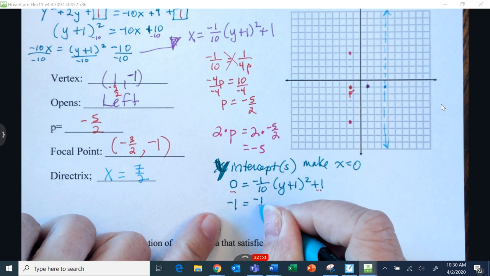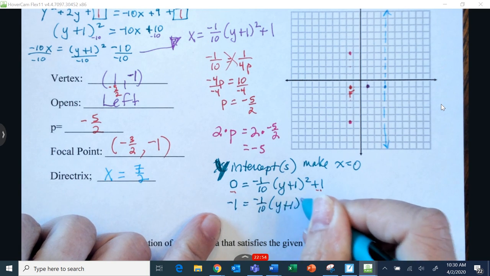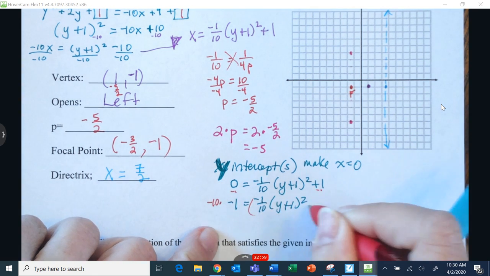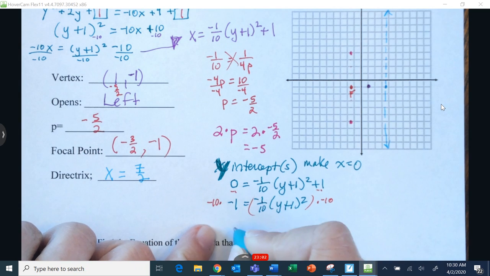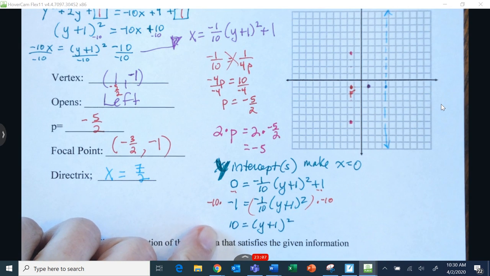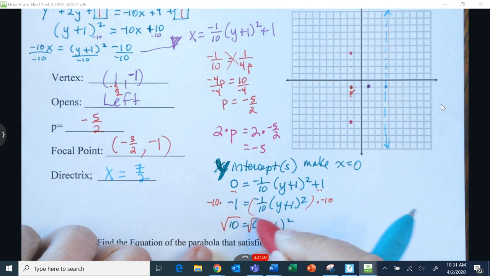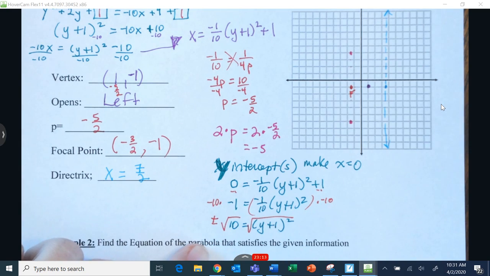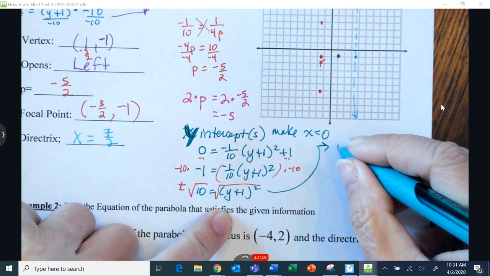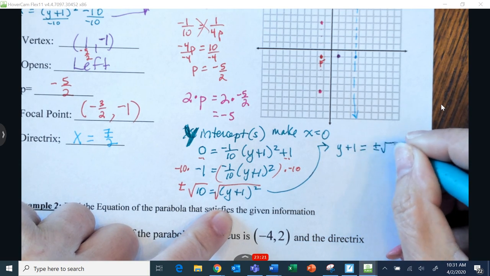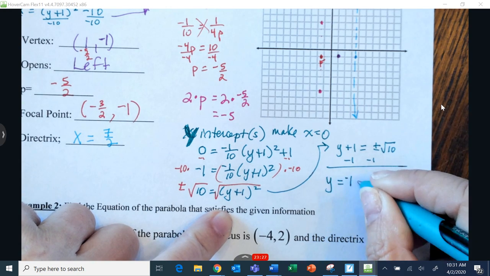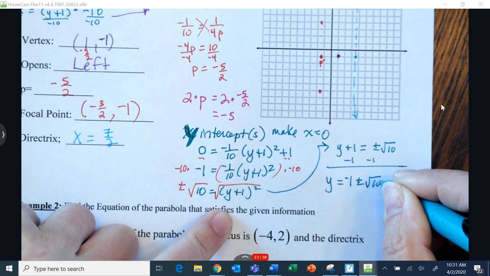Negative 1 equals negative 1/10 times (y plus 1) squared. Multiply both sides by negative 10. I get 10 equals (y plus 1) squared. So now I have to square root. Remember, when you square root, you do plus or minus. That's how we're going to get 2 answers. So I'm going to have y plus 1 equals plus or minus the square root of 10, and then I'm going to subtract 1 from both sides. Negative 1 plus or minus the square root of 10.